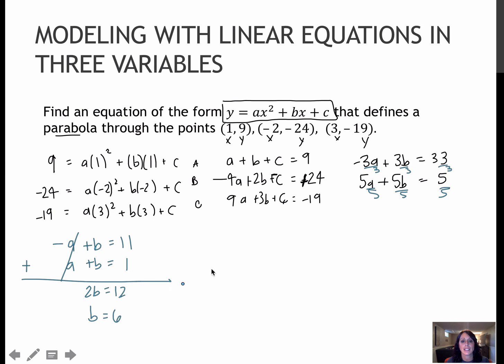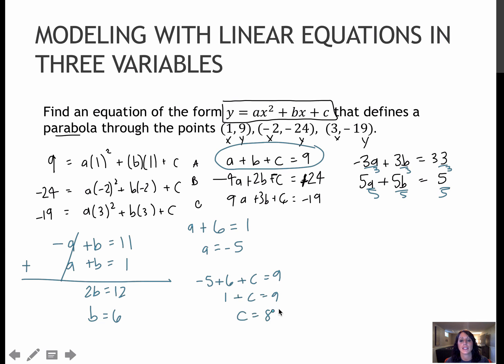Now I'm going to take that 6, I'm going to plug it back in, probably to a plus b equals 1. So a plus 6 equals 1. By subtracting 6, I get a is negative 5. And then I'm going to take the negative 5 and the 6 and plug it back in probably to this equation and say negative 5 plus 6 plus c equals 9. These two together make 1. So by subtracting 1, I get c is 8.